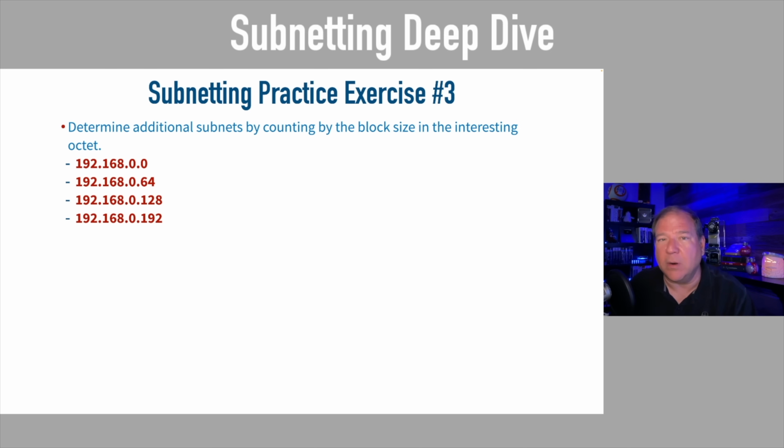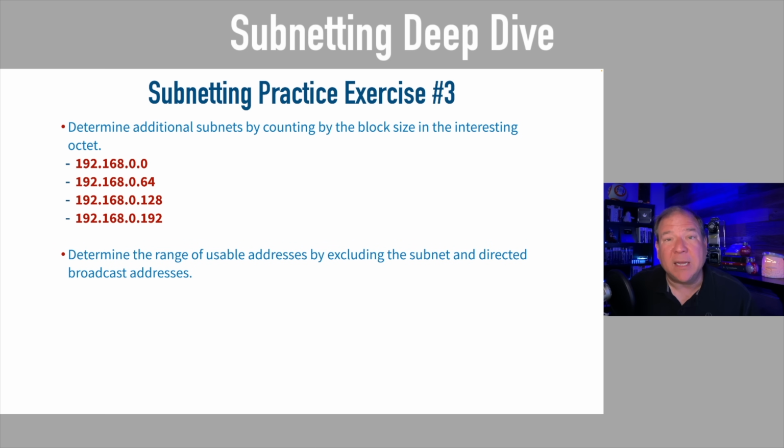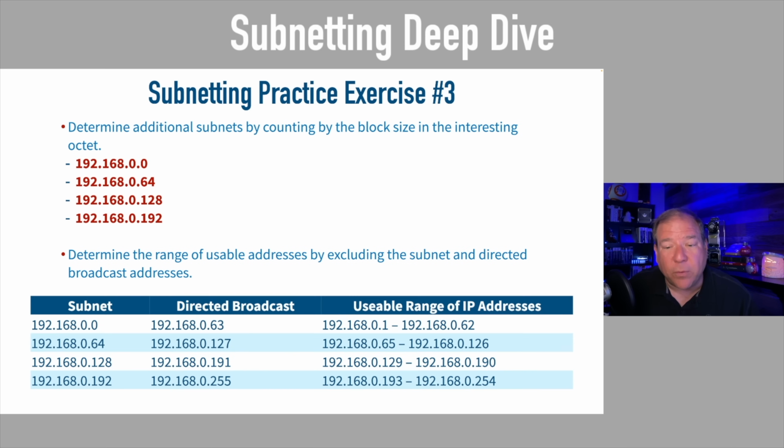That's too big of a number. We cannot represent 256 with 8 bits because we start at 0. So those are our subnets. Now, what are the usable ranges for those subnets?